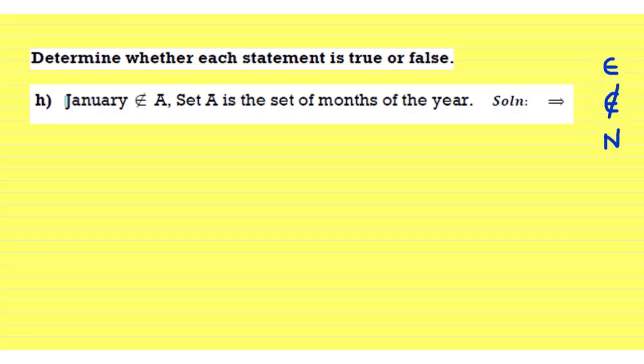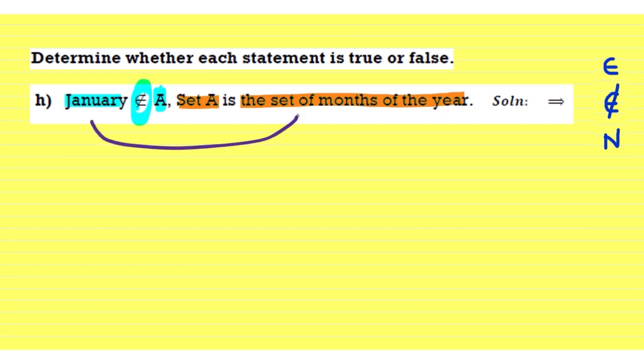Our next problem says that January is not an element of A, and set A is the set of months of the year. Well, is January in this set? Is it an element? Yes, January is a month of the year. So when they say it is not an element of that set, we actually disagree with them. If they are saying that January is not in the months of the year, then we disagree with their statement, and that means this is a false statement.